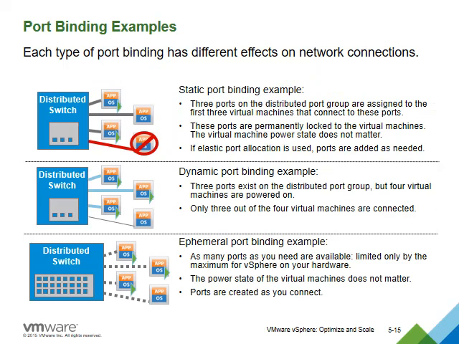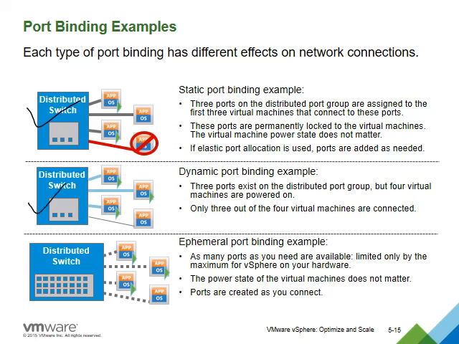Port binding examples. As we can see here, we have a static port binding example. We have 3 ports on the distributed switch port group that are assigned to the first 3 virtual machines that connect to these ports. These ports are permanently locked to the virtual machines. The power state does not matter. If the elastic port allocation is used, then ports are added as needed. So if I add more, it gets added.